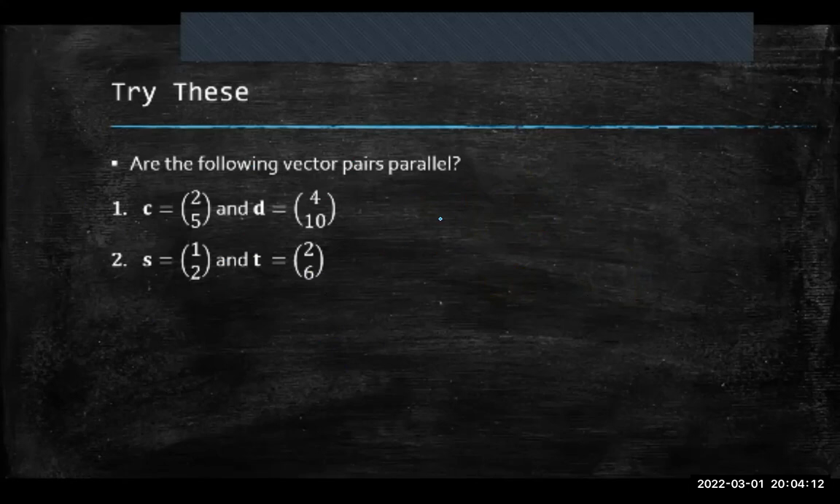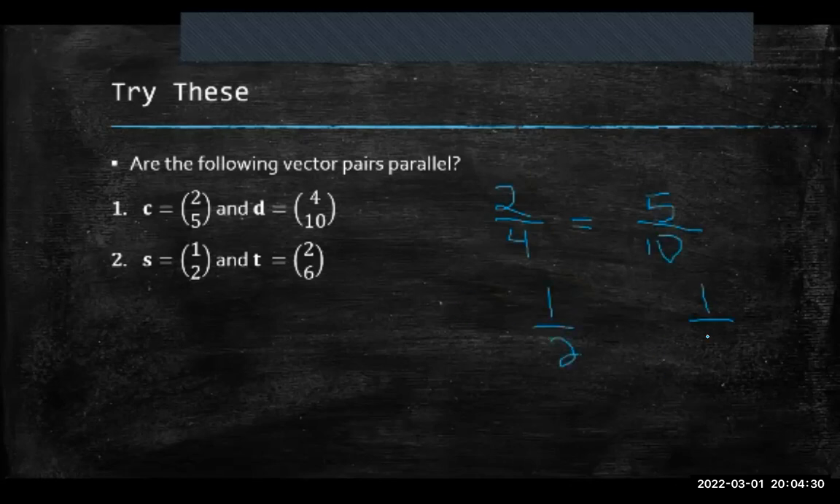Parallel vectors, the ratios of their components are the same, right? So 2 and 4, those are my x components. So 2 on 4, this ratio should be the same as saying 5 on 10. So this is half. This would also give me a half. So since their ratios are the same, they're parallel.